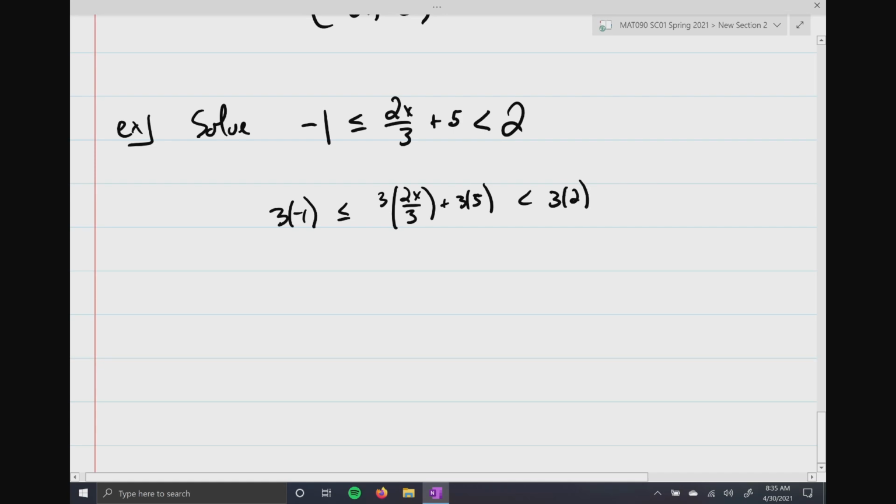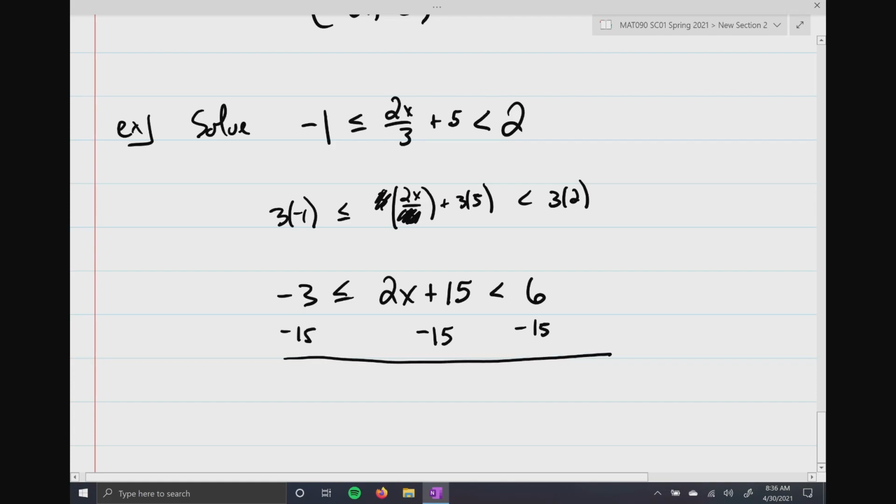All right, so 3 times -1 is -3, which is less than or equal to... We know the 3's here reduce, so it's going to give me 2x plus 15, which is less than 6. So now I subtract 15 from everything. Negative 3 minus 15 is going to be negative 18, which is less than or equal to 2x, which is less than 6 minus 15 is going to be negative 9.